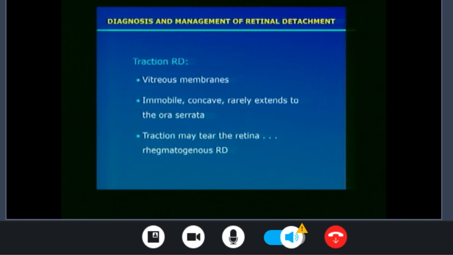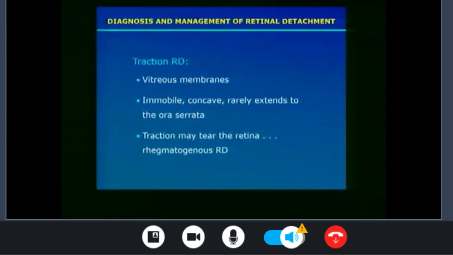Traction retinal detachment. This is typically seen in patients with diabetes. The retina is not mobile. It has a concave configuration. It rarely extends to the periphery, but these patients can have combined traction and rhegmatogenous detachment. And in this case, you will see that the configuration will change.